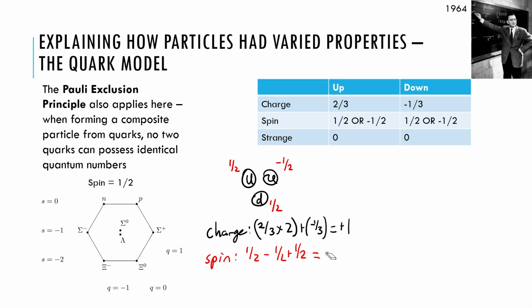This then gives the combined spin of the particle a value of 1/2. And as acknowledged earlier, up and down quarks all have a strange of 0, which satisfies the strange requirement as seen in our diagram here. So what about our neutron?